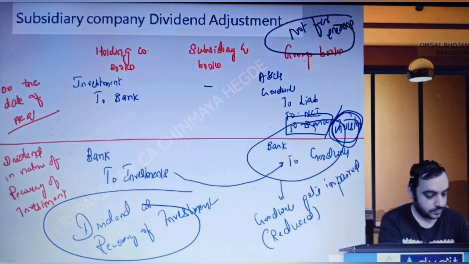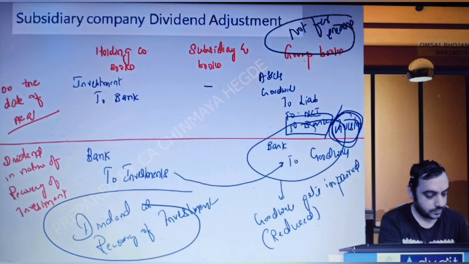What entry do you pass in holding company books? Investment account debit to bank. Correct? No entry we pass in subsidiary company books. In group books, what entry we pass? Assets accounts, goodwill, to liabilities, to NCI, to bank, the amount of investment made. You know this entry clearly? Very good.